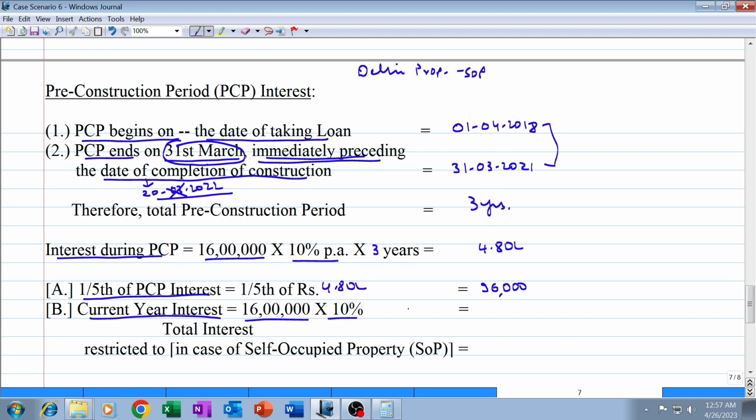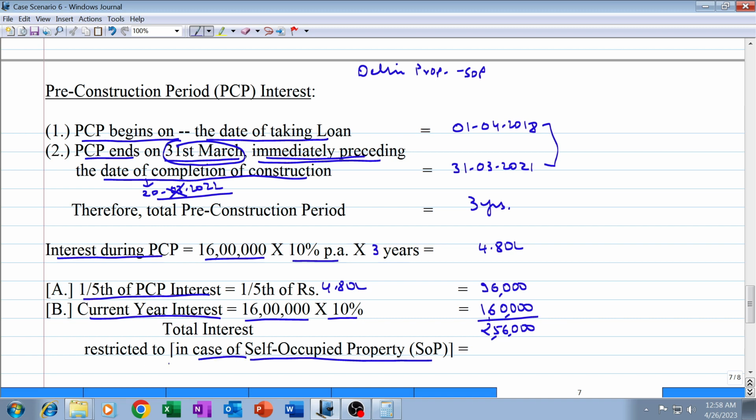16 lakhs into 10% per annum is the current year interest, because no part of the loan has been repaid, so the entire 16 lakh must be outstanding. 1,60,000 must be the interest for the current year. The total interest, 96,000 plus 1,60,000, will be 2,56,000. However, since it is self-occupied property and not DLOP, had it been DLOP, deemed to be let out, then the entire 2,56,000 would have been allowed.